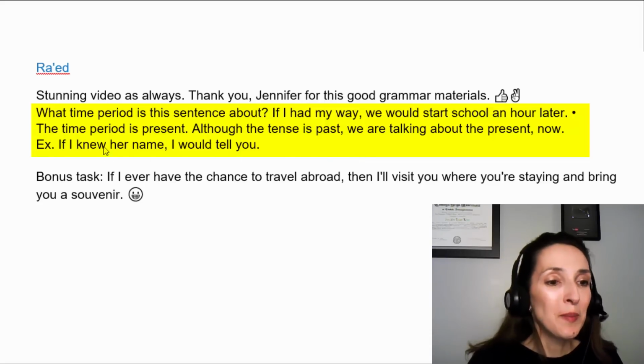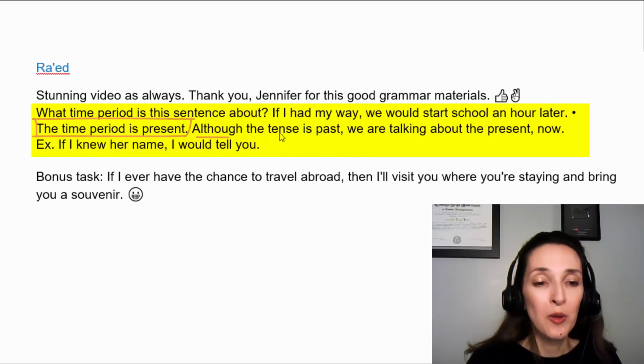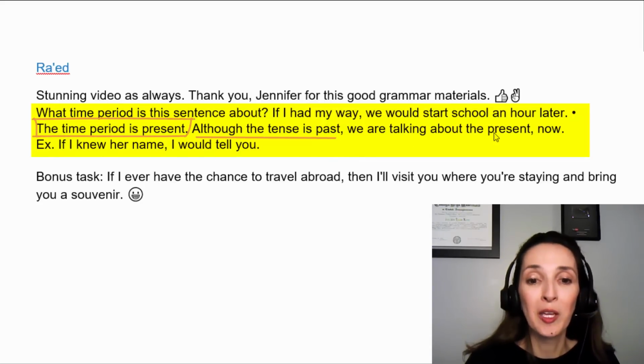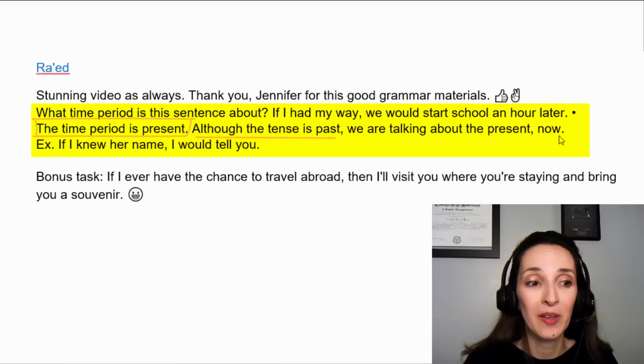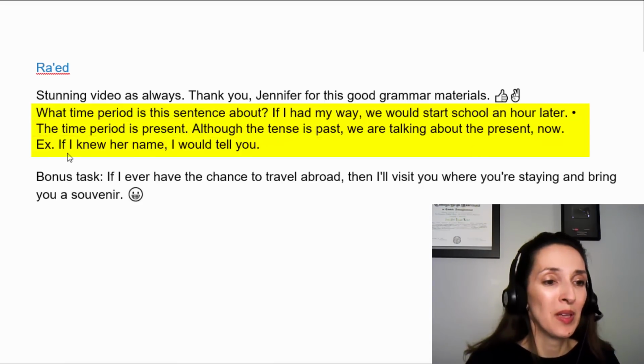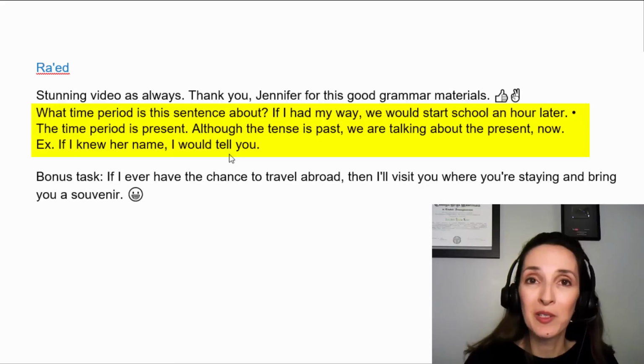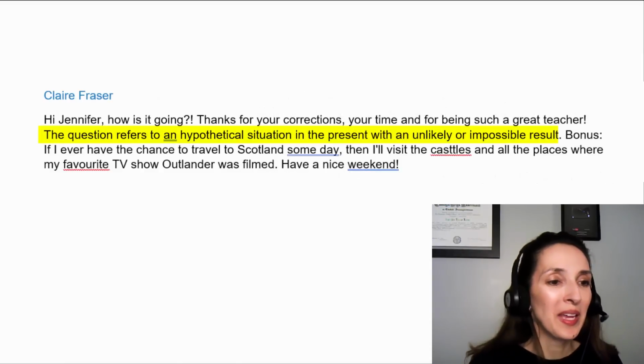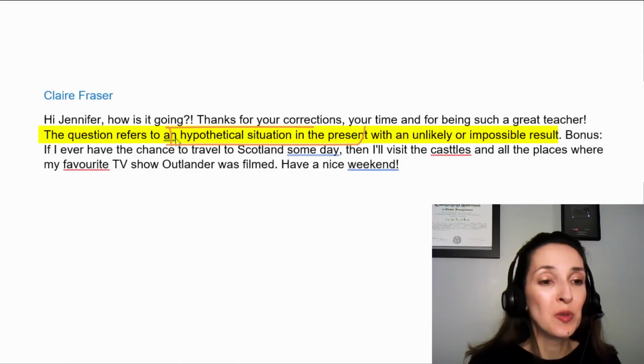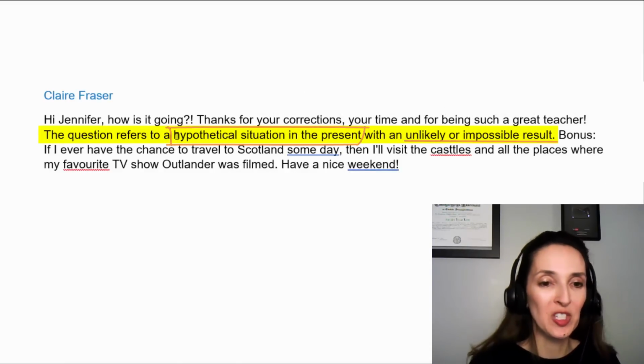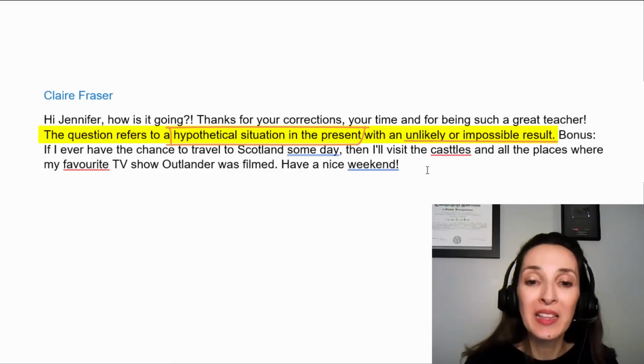Raed wrote, the time period is present. Although the tense is past, we are talking about the present, now. And he gives another example. If I knew her name, I would tell you. And Claire explained that the question refers to a hypothetical situation in the present with an unlikely or impossible result.